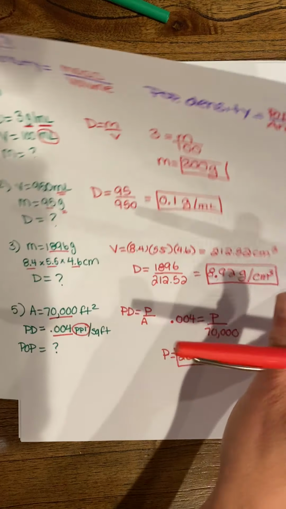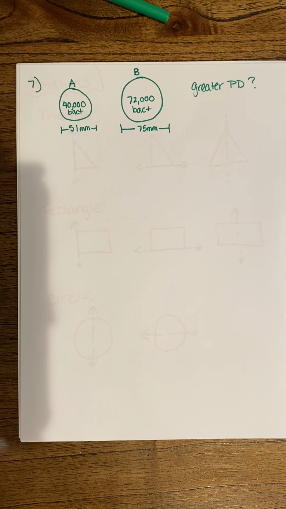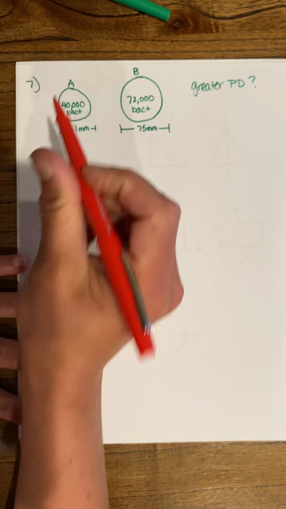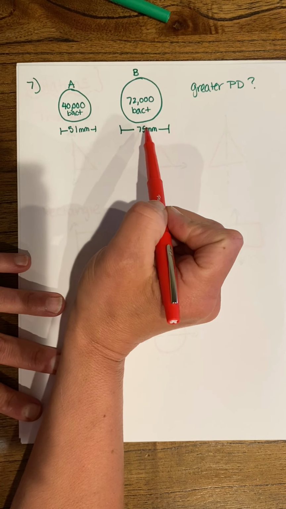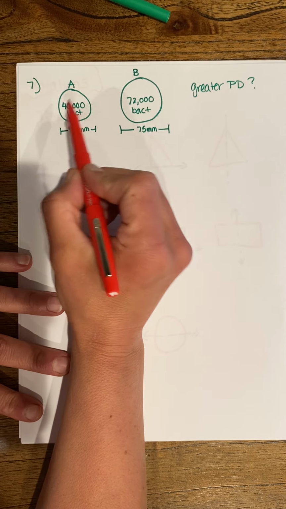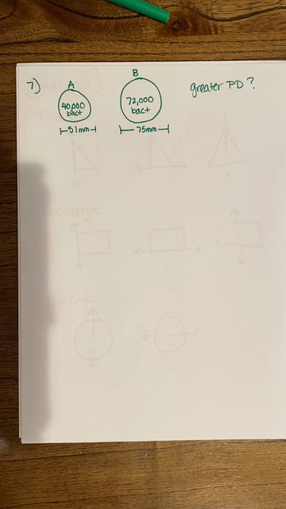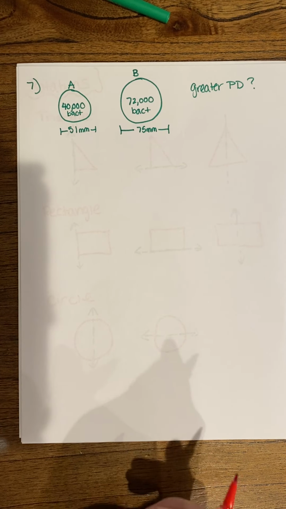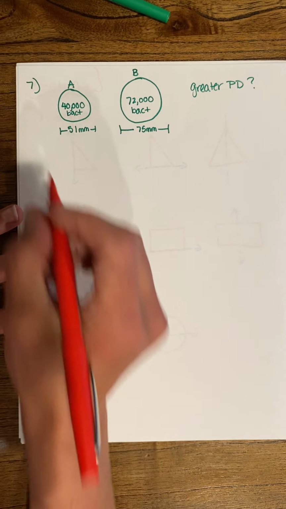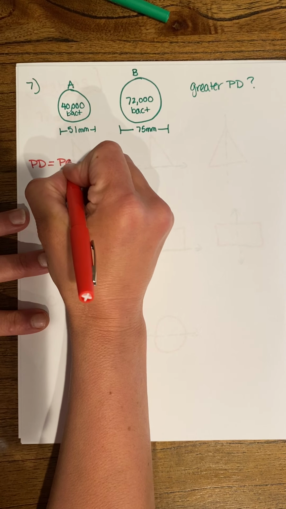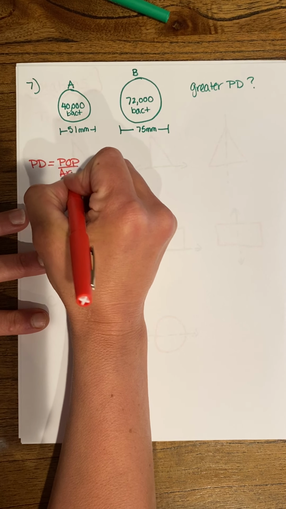Then one that's a little more challenging is number 7. Number 7 gives us 2 Petri dishes. It gives us the dimensions of each Petri dish. It gives us the number of bacteria of each Petri dish, and it asks us which one has the greater population density, okay? So population density, again, we're going to need the population divided by the area.